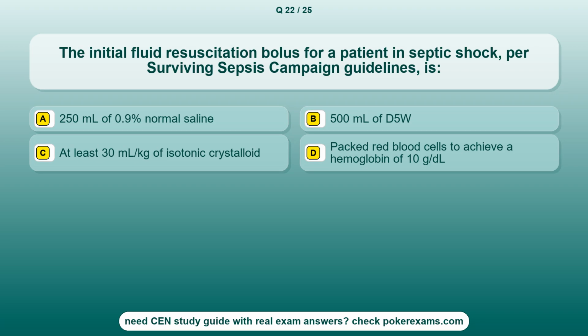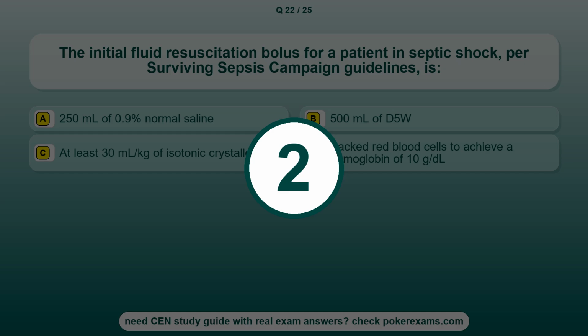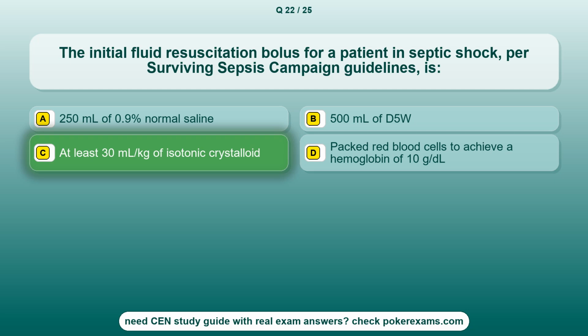Question 22. The initial fluid resuscitation bolus for a patient in septic shock, per Surviving Sepsis Campaign guidelines, is option A, 250 ml of 0.9% normal saline, option B, 500 ml of D5W, option C, at least 30 ml/kg of isotonic crystalloid, option D, packed red blood cells to achieve a hemoglobin of 10 g/dl. The correct answer is option C, at least 30 ml/kg of isotonic crystalloid.